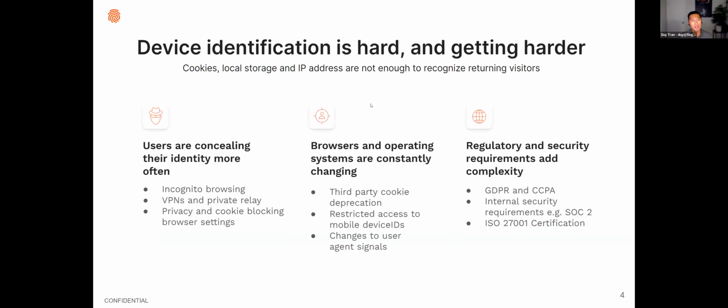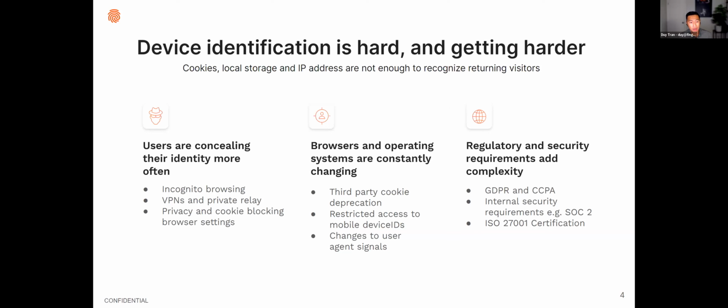So the first one: device identification is difficult, and it's getting more difficult. Not too long ago, cookies, local storage, and IP address were very reliable, right? If I had those signals, I could accurately identify a returning visitor. Today, there are so many more tools that obfuscate those things, which makes it challenging. Users can conceal their identity more often. For a lot of legitimate users, incognito browsing immediately wipes cookies and removes a lot of the signals that folks would typically expect.